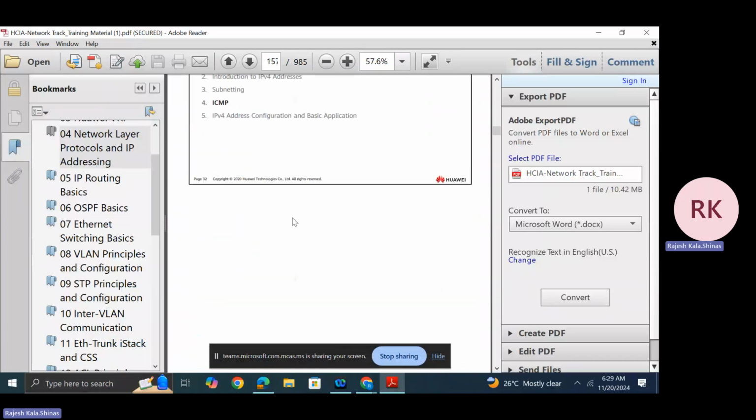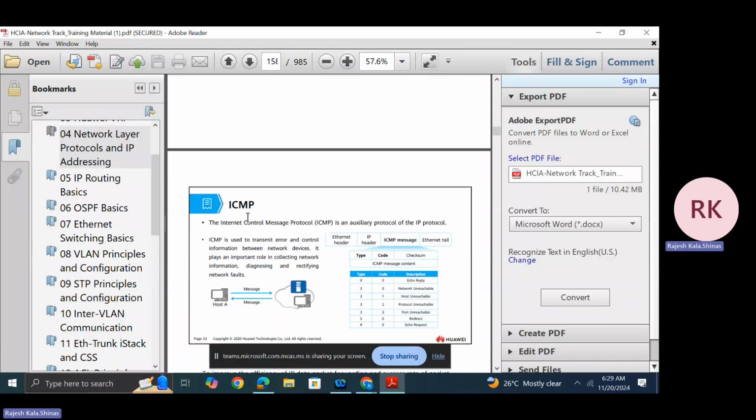Go through that. Okay. ICMP is actually Internet Control Message Protocol, another network protocol. It is used for troubleshooting, like ping and traceroute. So it is used to transmit error and control information between network devices. This is for collecting network information, then diagnosing and rectifying network faults. Whatever faults are there in the network, how do we diagnose them, identify them, and solve them? Everything is done in ICMP.